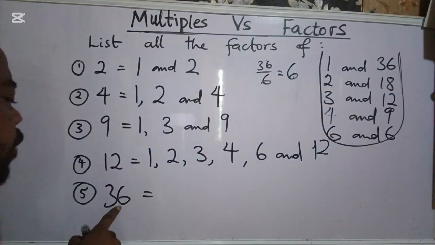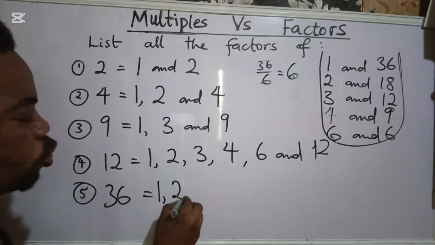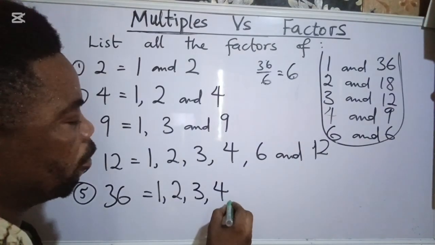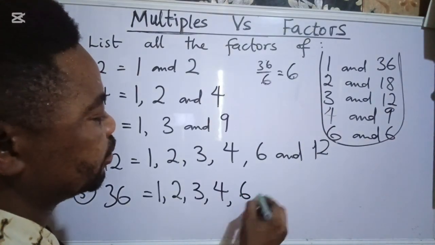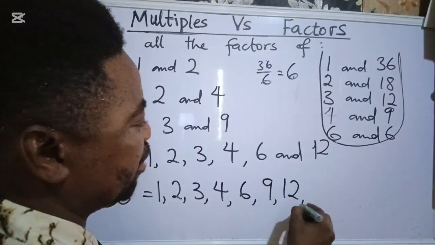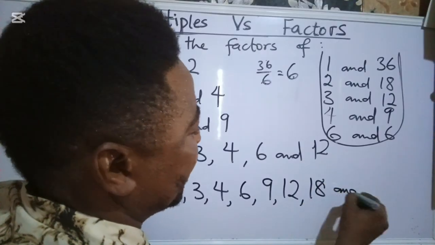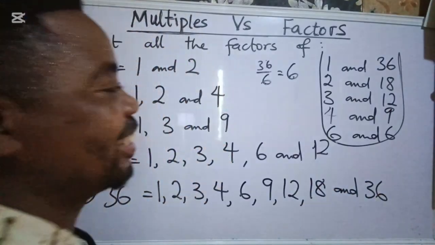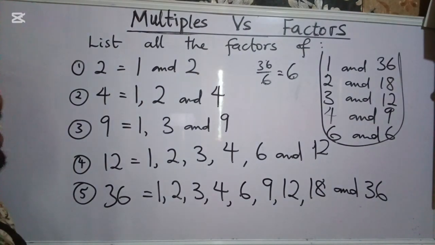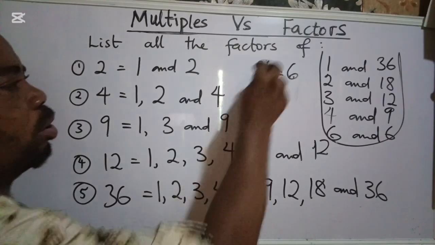So let's list all the factors of 36 now. We have 1, 2, 3, 4, 6, 9, 12, 18, and 36. That is it. It is very, very simple. So now, when you start doing this, regular practice will make you become very good, that you'll be able to list all the factors of a number even without blinking your eyes. You get it now?